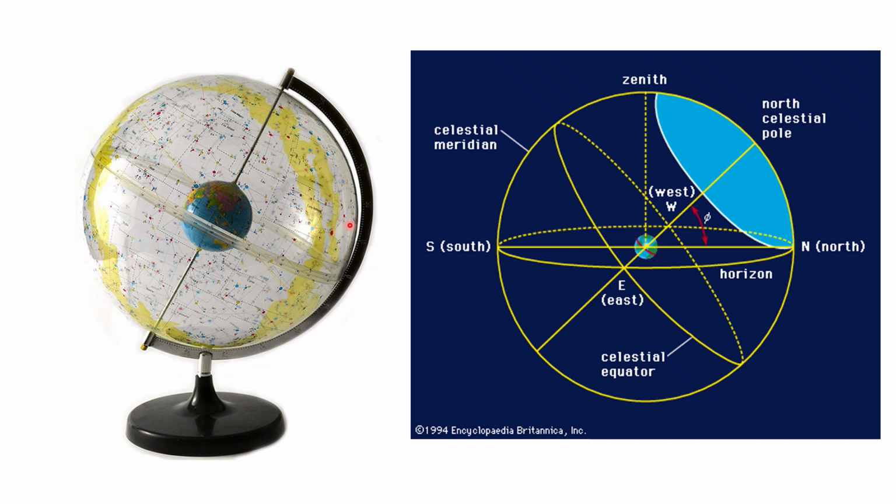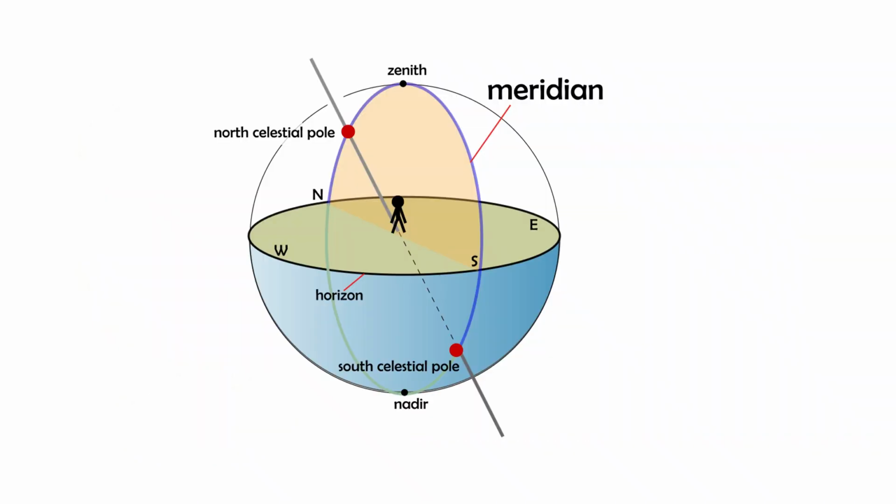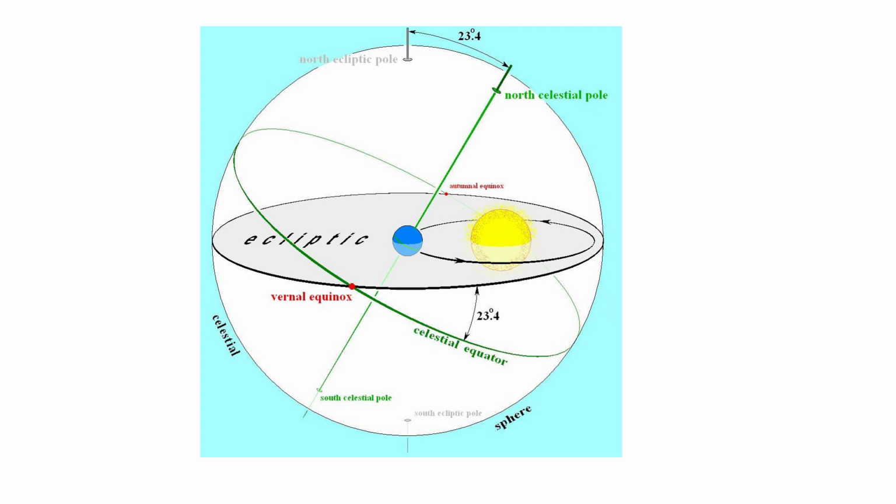Celestial equator, the projection of Earth's equator onto the celestial sphere. Horizon, the boundary line where the sky seems to meet the Earth. Ecliptic, an imaginary plane containing the Earth's orbit around the Sun. It is tilted at an angle of 23.4 degrees with the north celestial pole because of the tilt of the Earth.